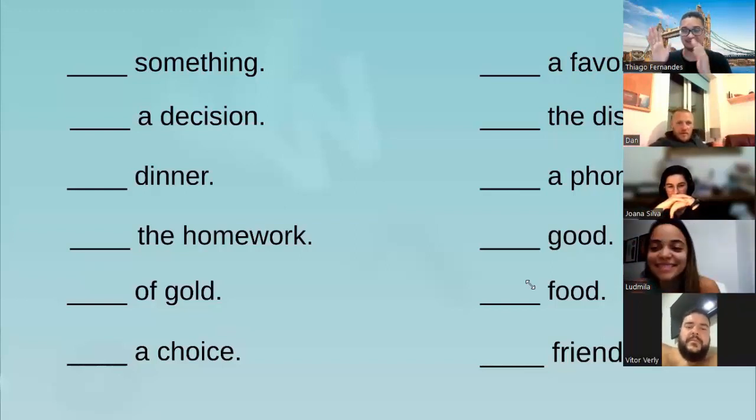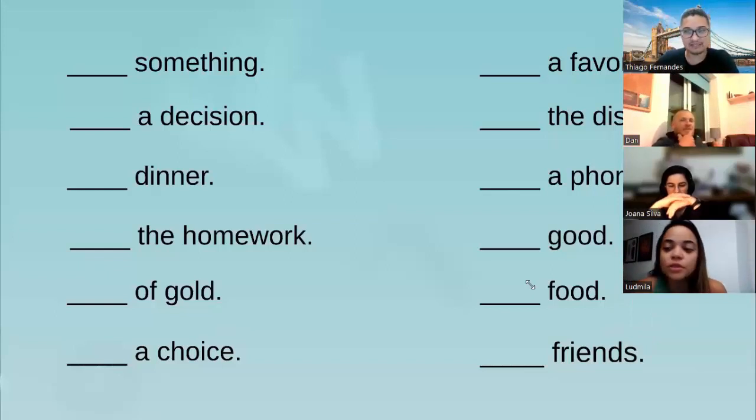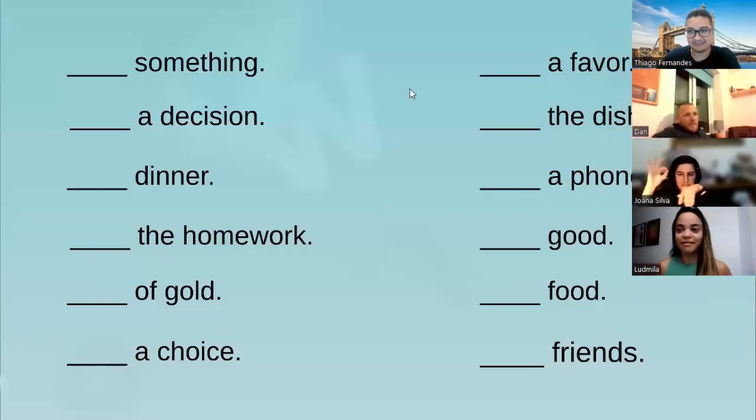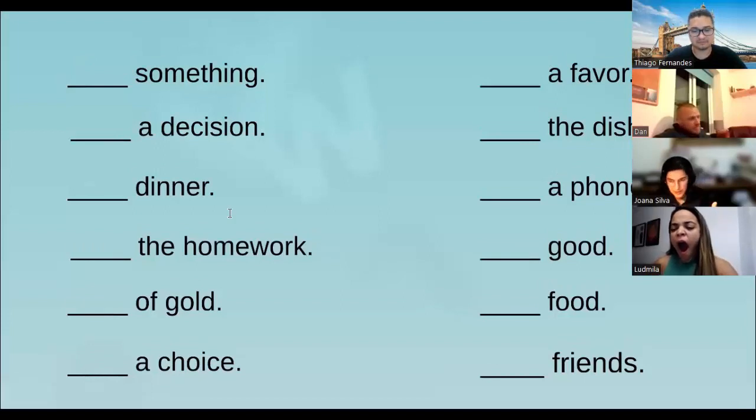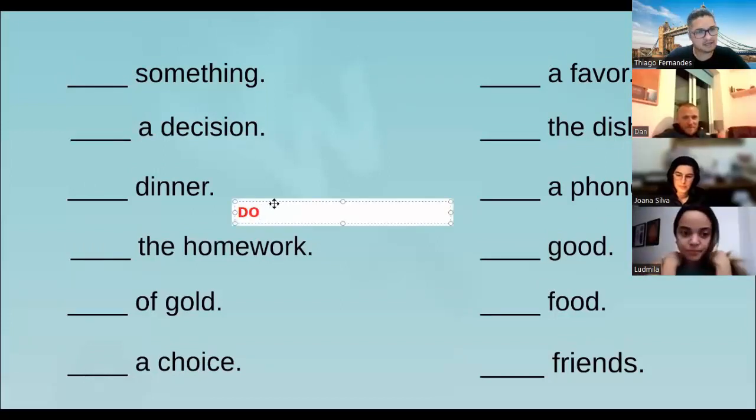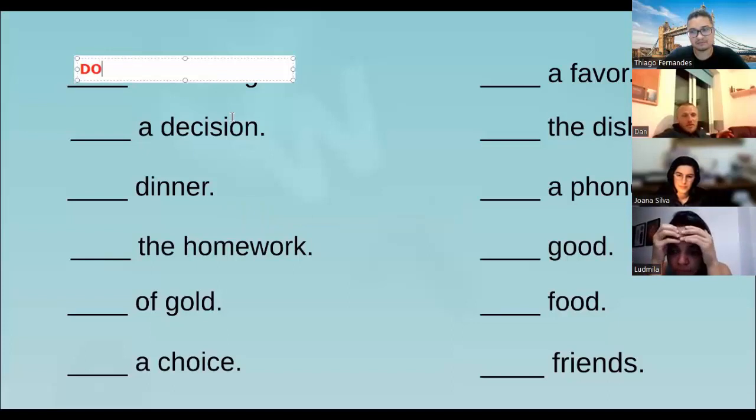Should we start with something? Yeah. Make something or do something? Do. Yeah, do. You can do something. Tomorrow I will do something on my bike. But you can also use make. Tomorrow I'm going to make something. Yeah, it depends on the context.